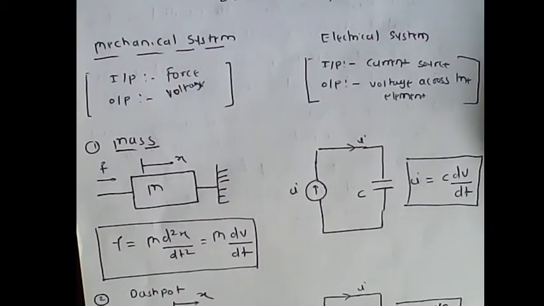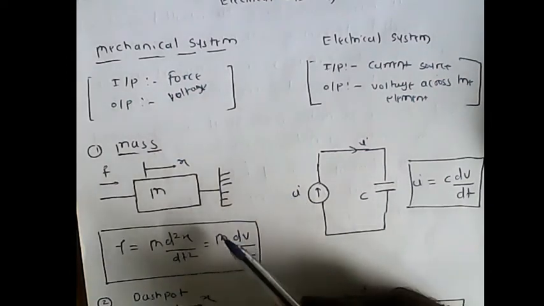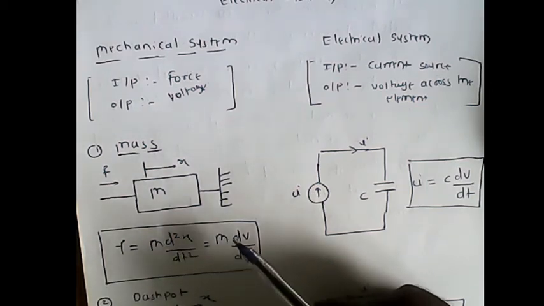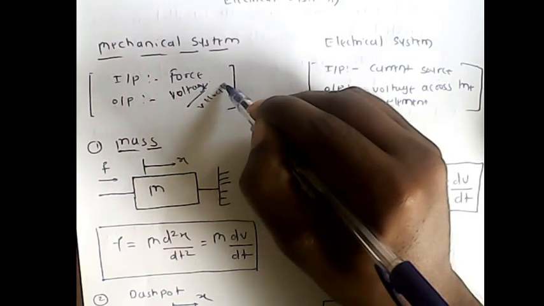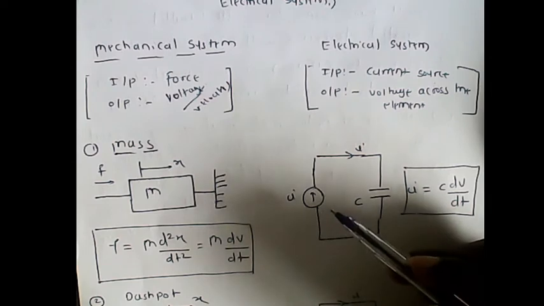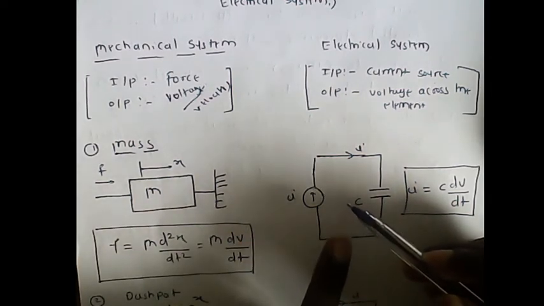So we can write down the first mass. So mass, when we apply the force, it will offer an opposing force. Opposing force is equal to m d²x/dt². So the opposing force is directly proportional to the acceleration. d²x/dt² is nothing but the acceleration, which can be written in terms of the velocity. So velocity is the output actually. So this velocity can be measured, and we can convert this mass into an electrical system.